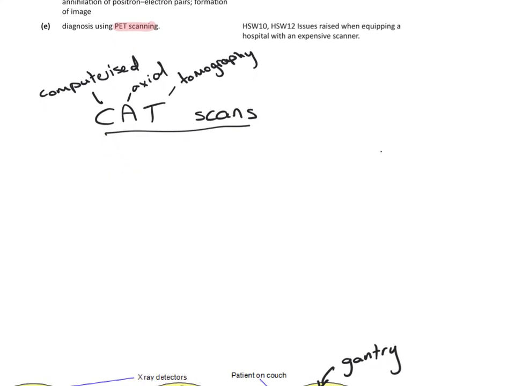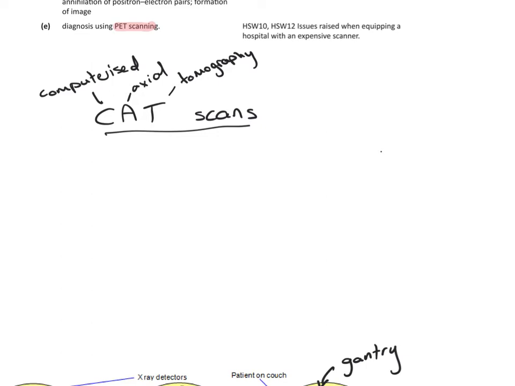So CAT scan actually stands for computerized axial tomography scan. The computerized part is because they use a lot of computer software that puts together pictures taken by X-rays, and we'll see how that happens. The axial term refers to images taken in the axial plane. So basically, it will be like slices of the body along an axis.